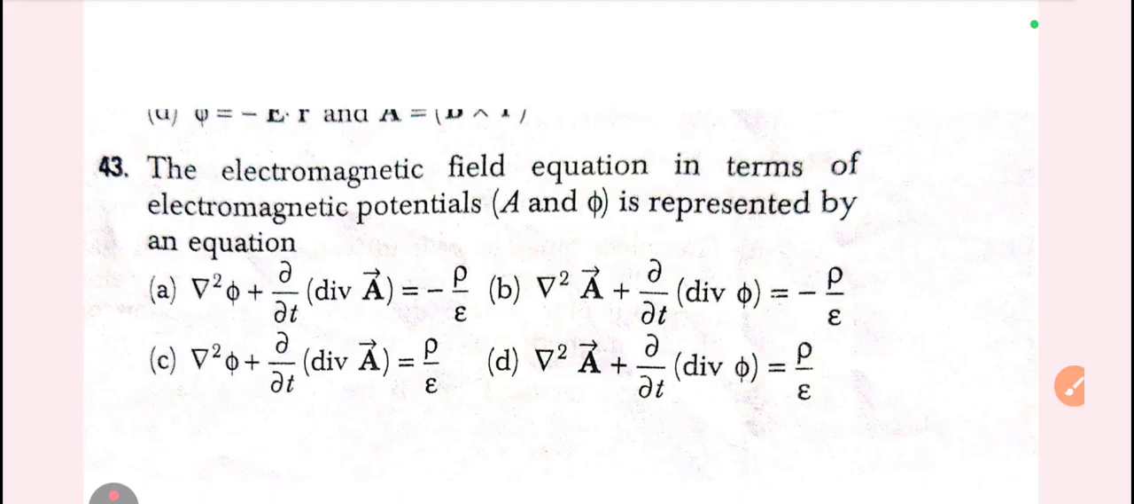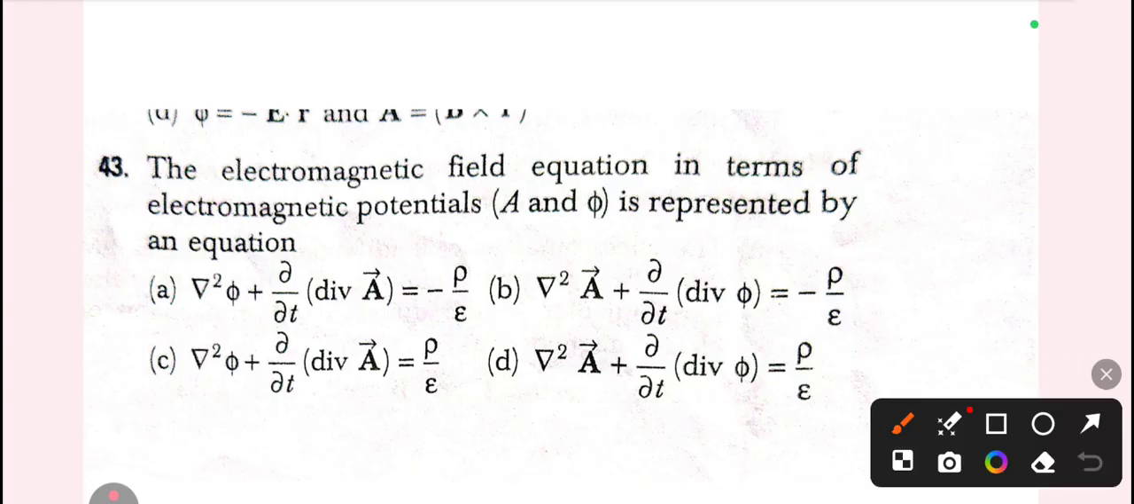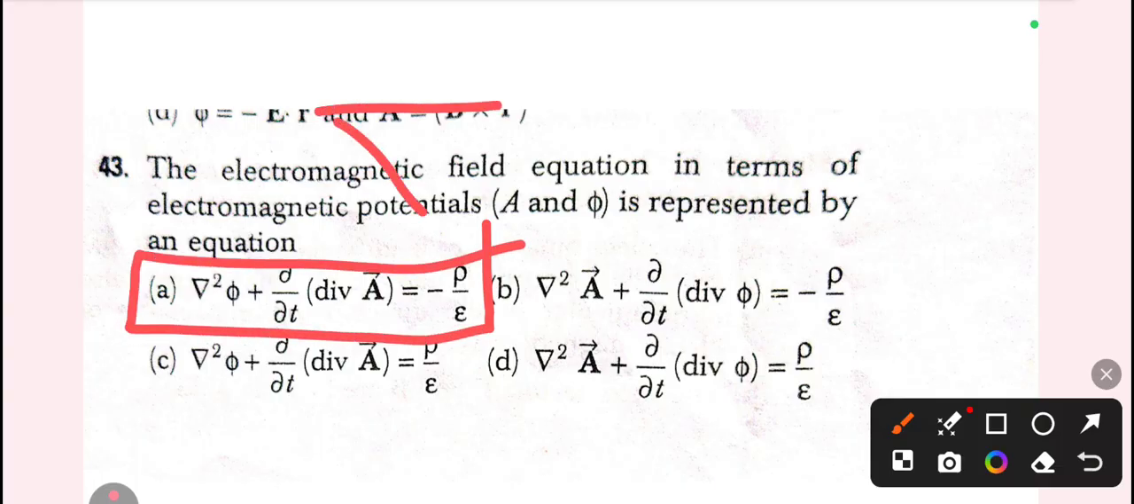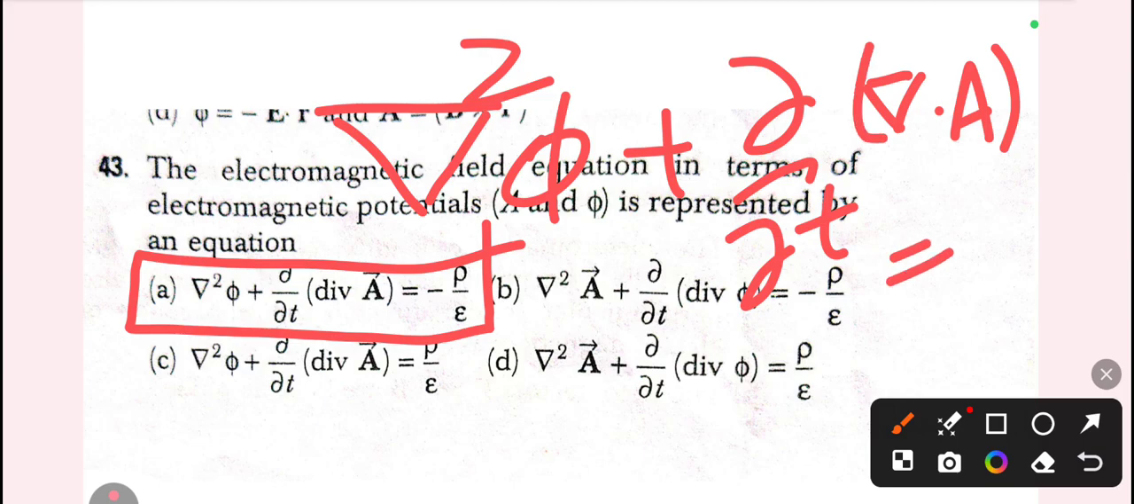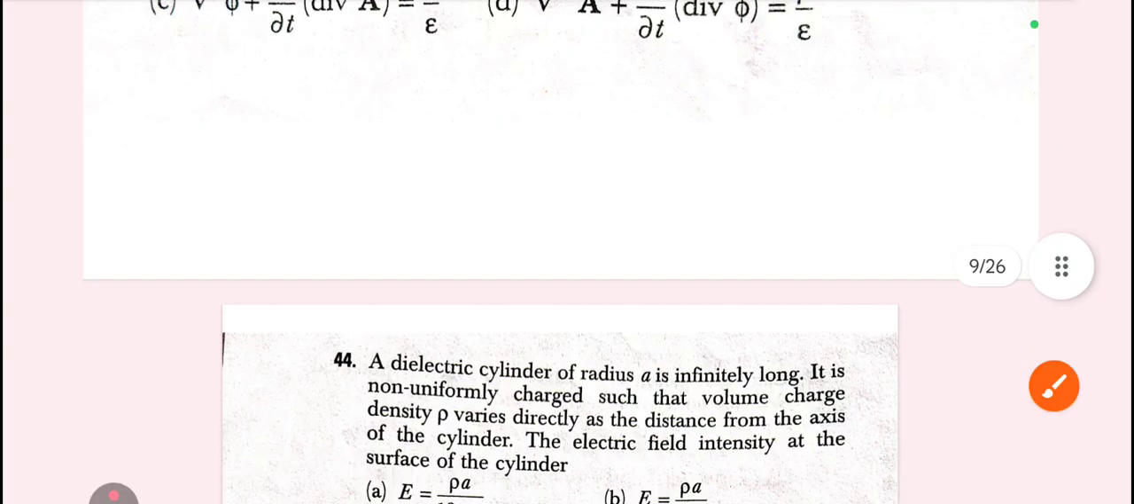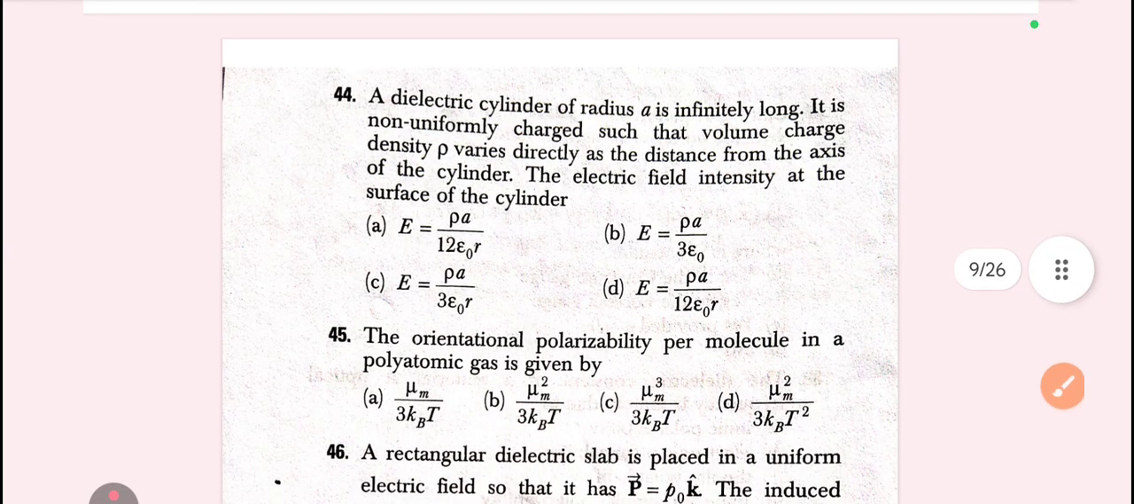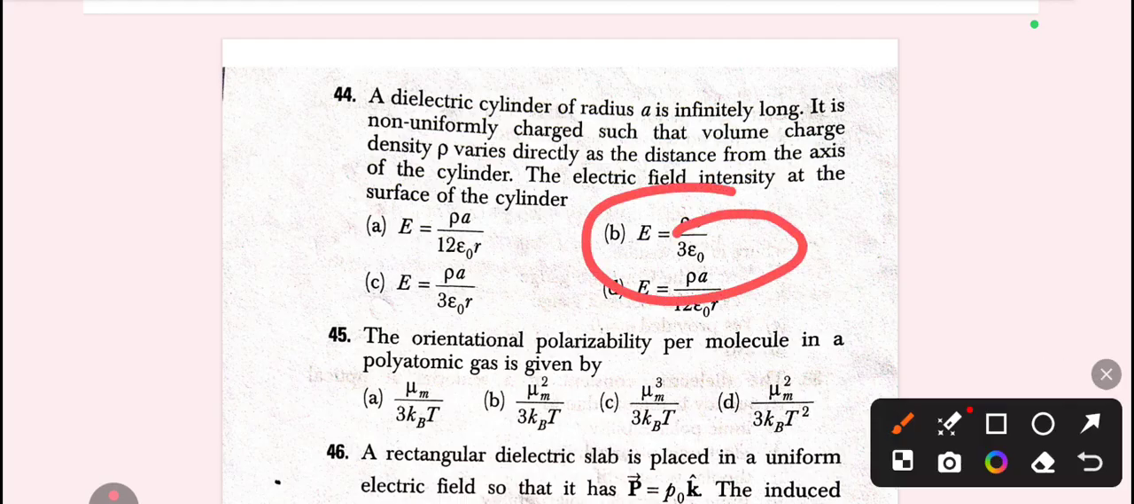The electromagnetic field equation in terms of A and phi. In terms of A and phi, this is the right answer: del squared phi plus partial over partial t of del dot A equals minus rho over epsilon. Question number 44. The right option for question number 44 is B.